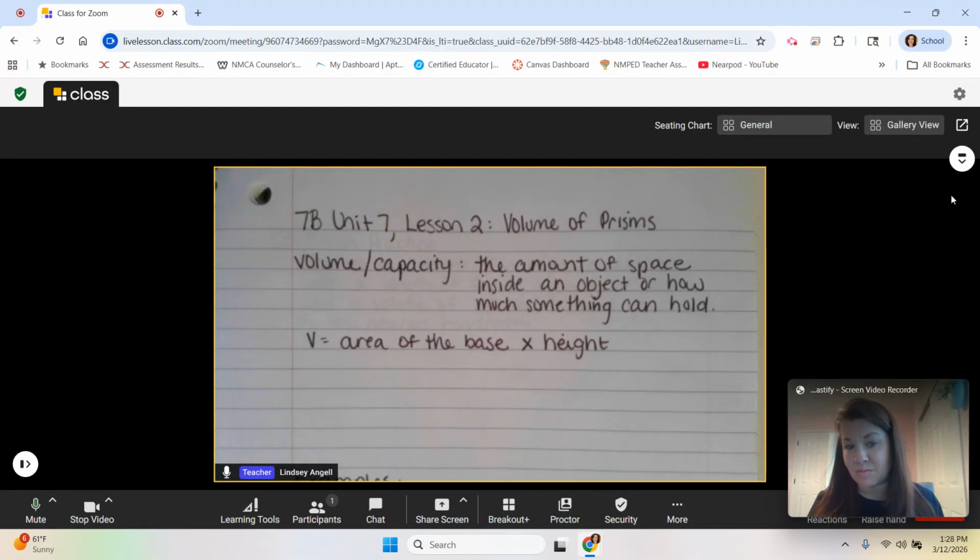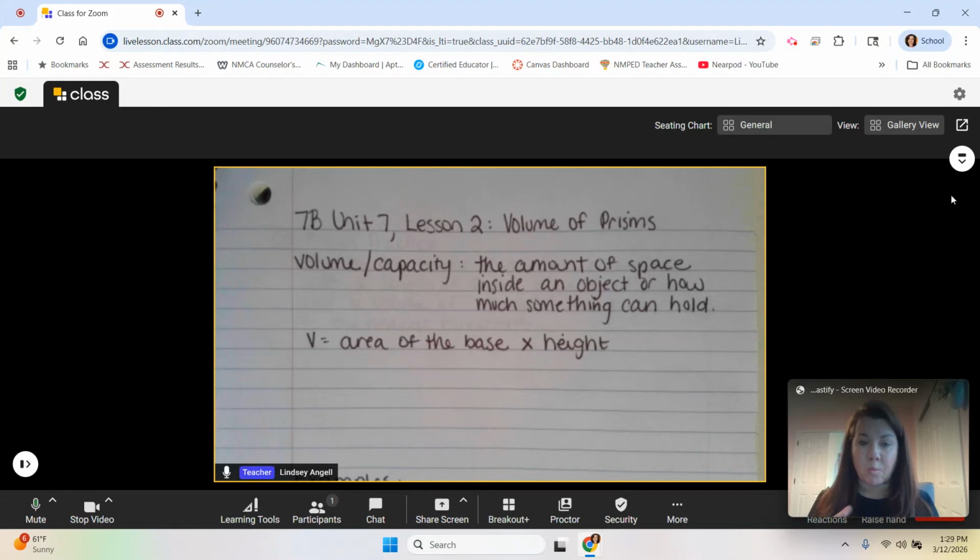First off, volume, or sometimes called capacity, those words are fairly interchangeable, is the amount of space inside an object or how much something can hold, okay? So that's what you need to think about when you think about volume. Even when you talk about your own volume, right? Sometimes I'll say, I am at capacity. It's like, that's all I can handle, that's all I can hold. So that's kind of an emotional perspective, but also, volume could be like, if you were to fill a container full of marbles, how much space would that take up?